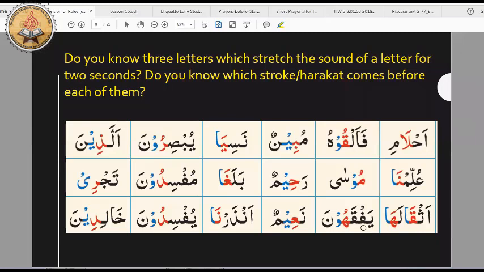Yafqahun. And the last letter? Na. Good. So can we say all of that and make sure we say the na at the end? Yafqahuna. Beautiful. Much better. Because we haven't done the stopping yet. We haven't covered that yet. So that's why we're saying all of the individual letters. Okay. And the last one? Na'imun. Beautiful, very nice, excellent.